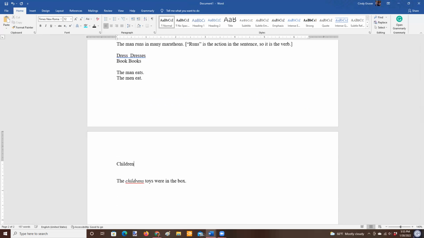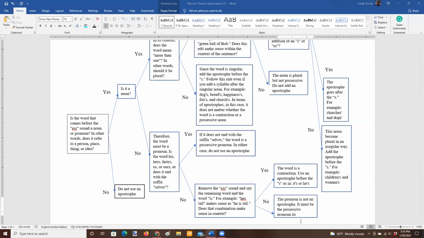So we know that it could be this, this, or this. Let's see which one works. Okay, so children, that's a noun. You know, we could Google it, but I'm just going to say we know it's a noun because it's referring to a person, or in this case, more than one person. And so we're going to go up to yes, and it is a noun.